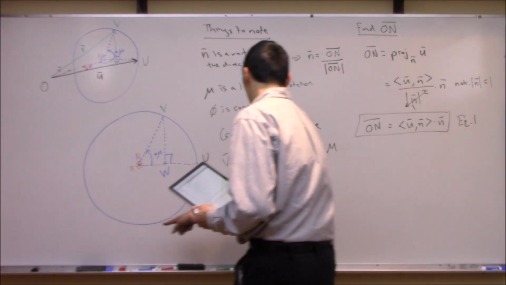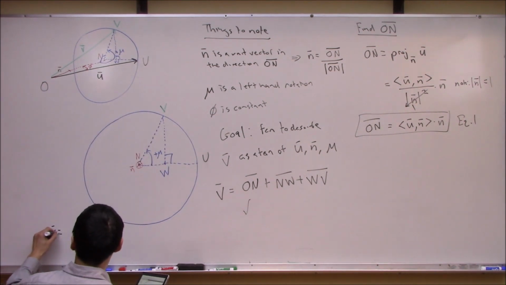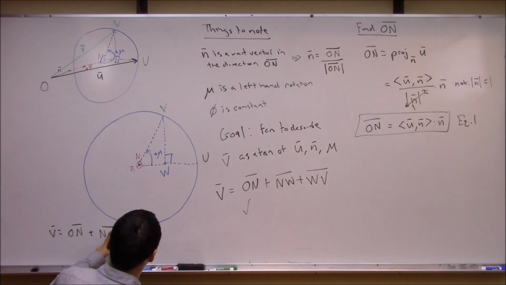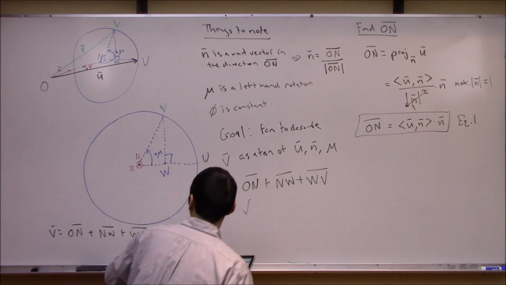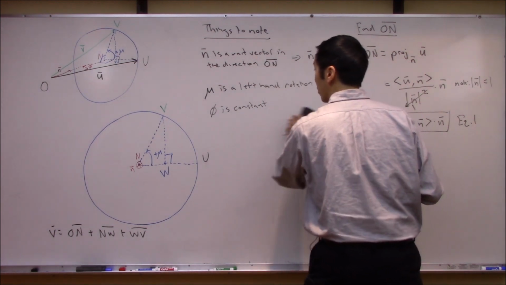Maybe let me move this over here so we can keep it. I'll erase all that. Again, we said that V is just ON plus NW plus WV. That was the vector sum. All right, so let's go ahead and erase some of this.